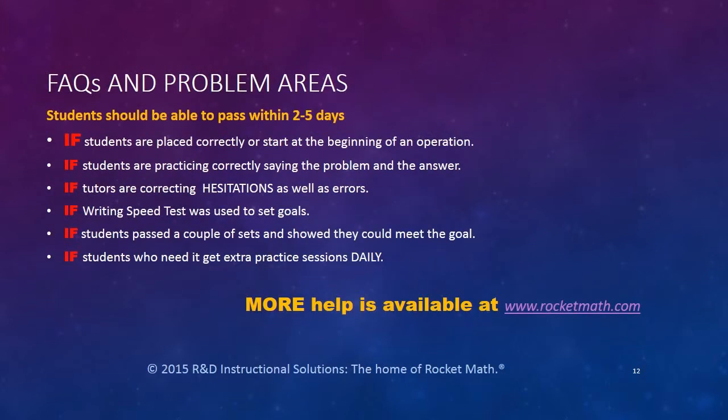Frequently asked questions and problem areas. Note: students should be able to pass within 2 to 5 days. If students are placed correctly or start at the beginning of an operation. If students are practicing correctly, saying the problem and the answer. If tutors are correcting hesitations as well as errors. If the writing speed test was used to set goals. If students passed a couple of sets and showed they could meet the goal. If students who need to get extra practice sessions daily.